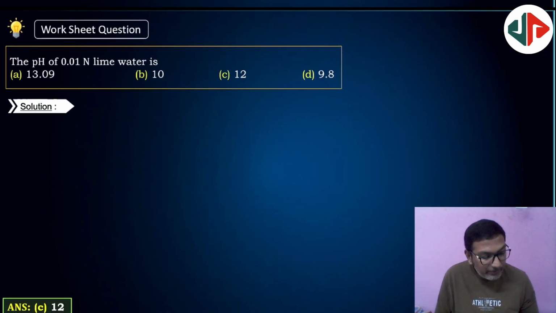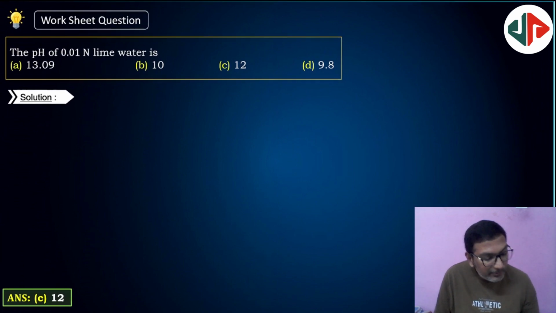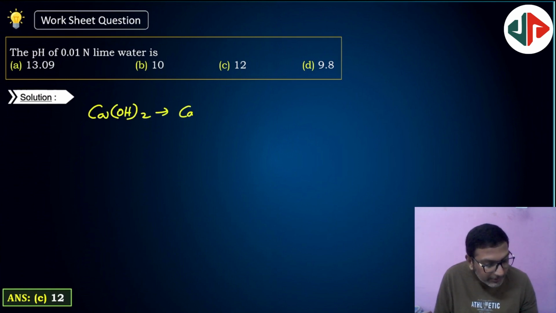Next, the pH value of 0.01 normal lime water. Lime water means Ca(OH)2 aqueous solution, which gives Ca2+ plus 2OH-.